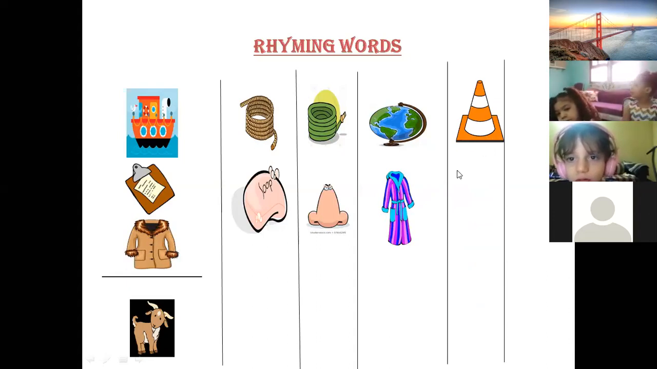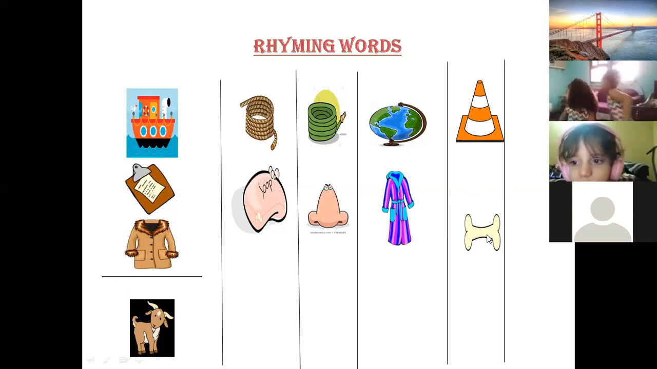Now, Omar. What is this, Omar? Corn. Corn rhymes with what? The thing that the dog can eat. Bone. Bone. Rhymes. Why, Omar? Because we have the same vowels and the same ending sound. Excellent, Omar.